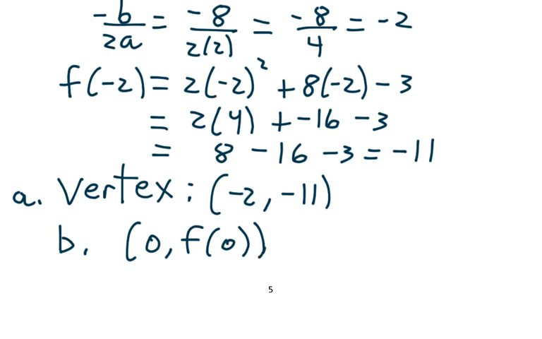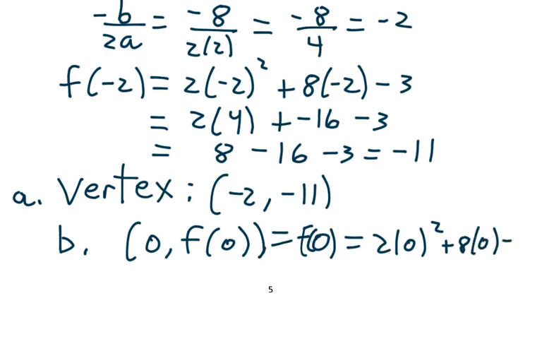So in this case, what is f of 0? Well, let's do that. That's going to be 2 times 0 squared plus 8 times 0 minus 3. So we're going to get minus 3. So our y-intercept then, excuse me, I made a mistake. There we go. That's going to be 0, negative 3. That's good. Now we want the x-intercepts.